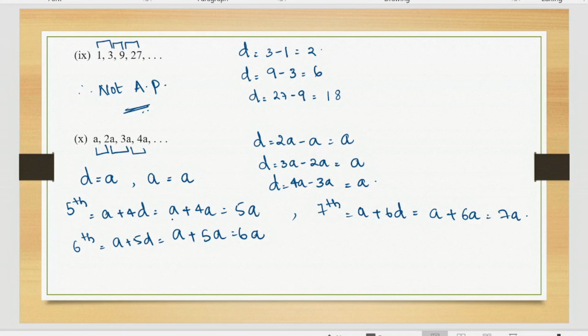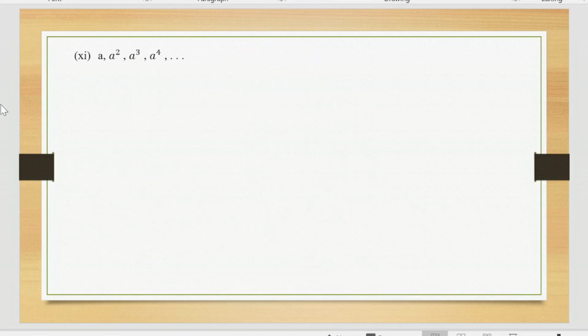So the fifth, sixth and seventh terms are 5A, 6A and 7A. So the AP is A, 2A, 3A, 4A, 5A, 6A and 7A. Okay, clear? So let us see the next question.